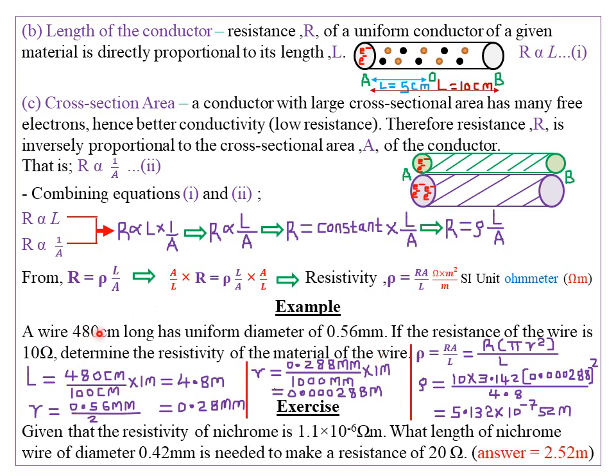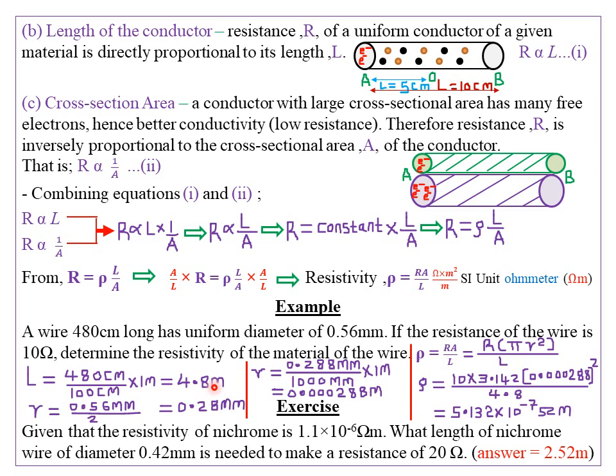So we are told that a wire has a length of 480 centimeters. So that is length. We know that the SI unit for length is meters. Therefore, we convert 480 centimeters into meters. We know that 100 centimeters is equal to 1 meter. So 480 over 100 centimeters times 1 meter gives us 4.8 meters.